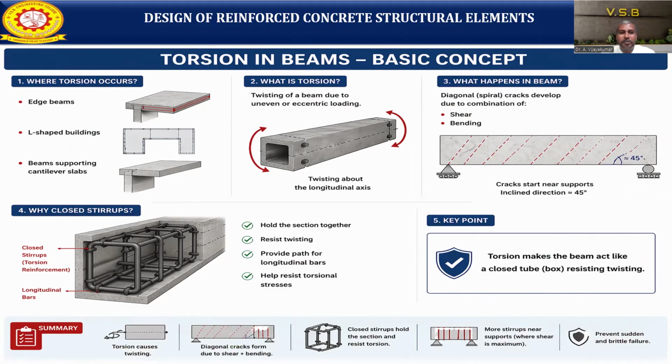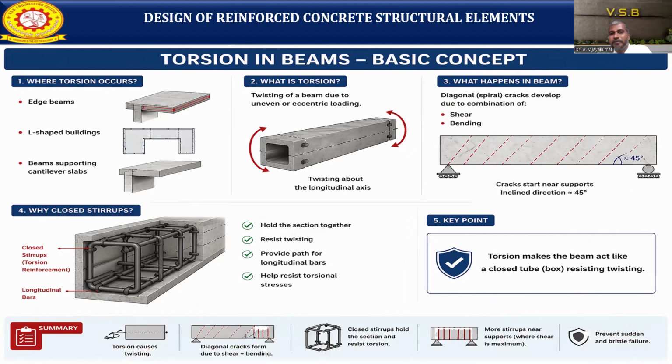For that, we need to provide special reinforcement, which is called torsional reinforcement. Why do we need to provide closed stirrups? The closed stirrups or torsion reinforcement need to be provided properly to hold the longitudinal bars. The main purpose is to hold the section together, because it is going to be subjected to both types of stresses, shear as well as bending. The second purpose is resisting the twisting and providing a path for the longitudinal bars, which helps resist torsion.